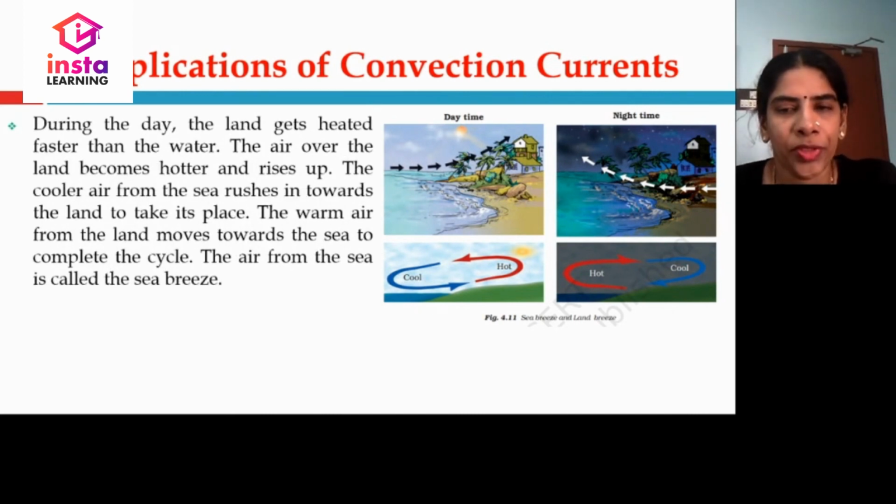During the day, what happens? The land will get heated faster than the water in the oceans or rivers. The air over the land gets hotter and rises up. The cooler air from the sea rushes in towards the land to take its place. The warm air from the land moves towards the sea to complete the cycle. The air from the sea is called the sea breeze.